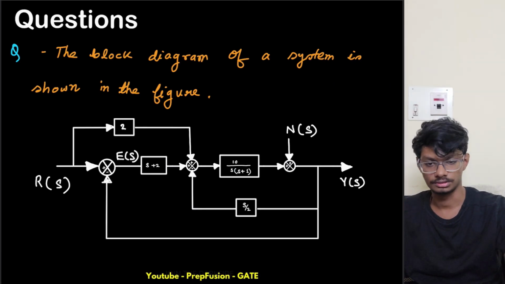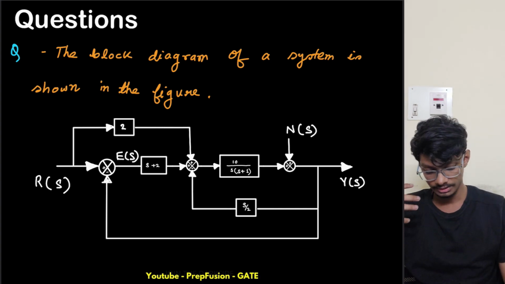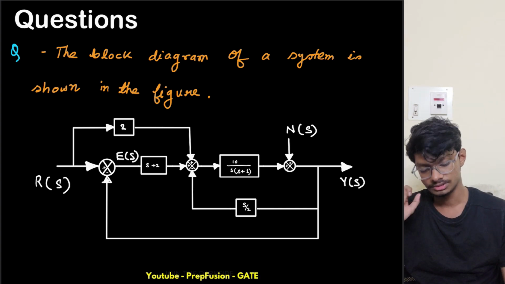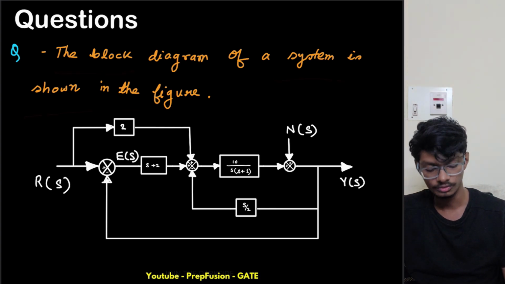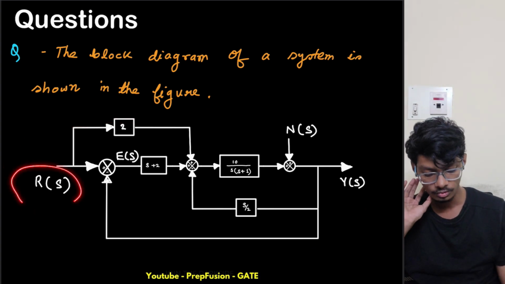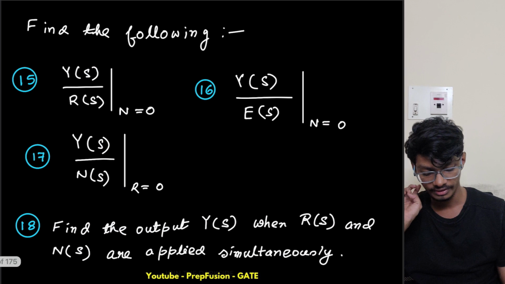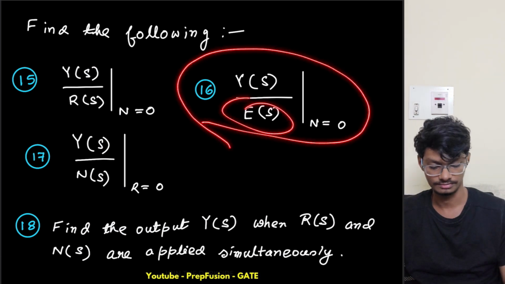Okay, so yeah, let's do another question again. So this question is interesting. Why? Let's first read the question. So this question is asking us to find, the block diagram of a system is shown in the figure. The interesting fact is we have two inputs, right? Also we have to find the transfer function with respect to another input, that is E of s.